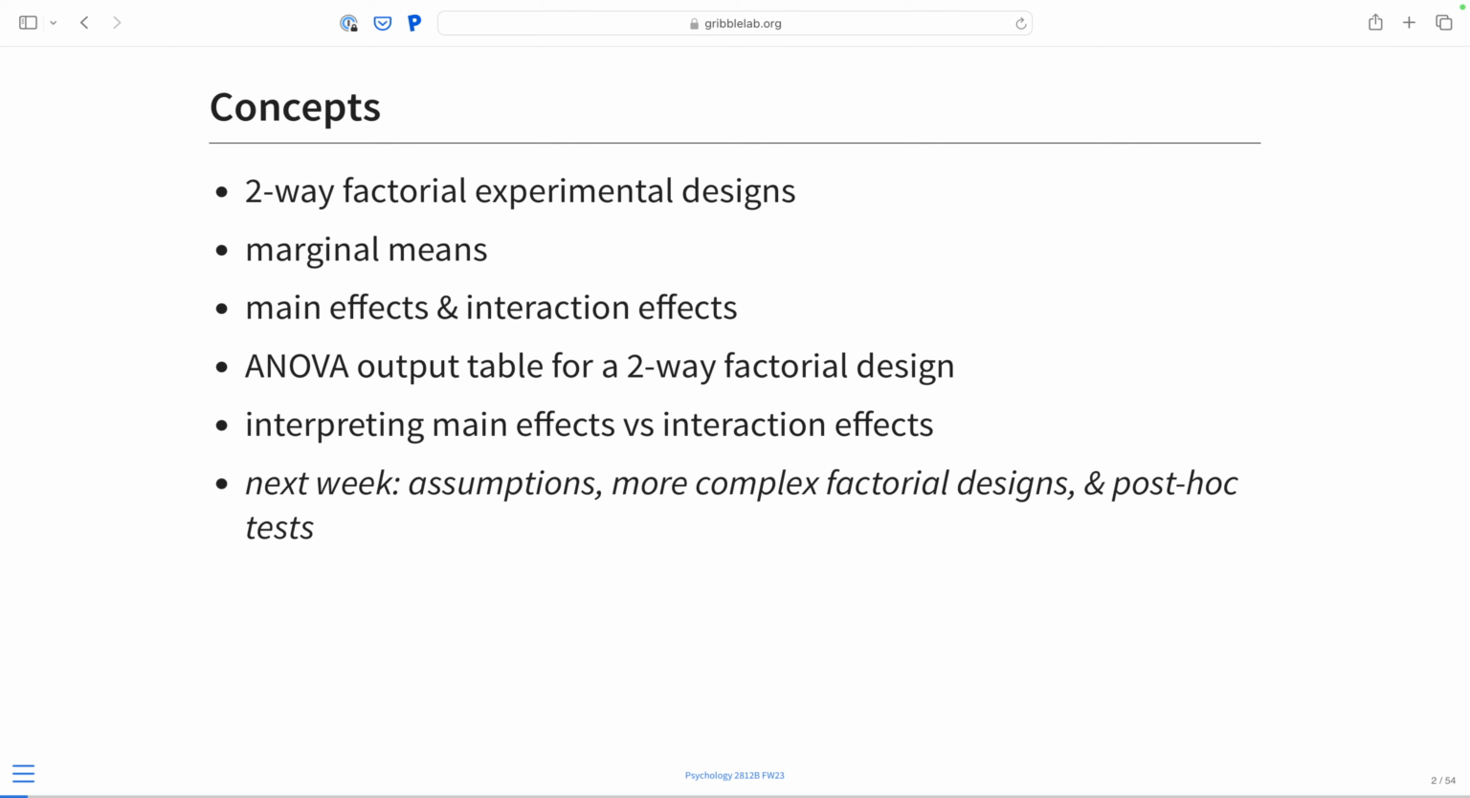Next week, we'll talk about assumptions underlying two-way ANOVA. We'll talk about more complex factorial designs, and importantly, we'll talk about post hoc or follow-up tests and how to interpret them, and importantly, how to correct for type 1 error for multiple comparisons.